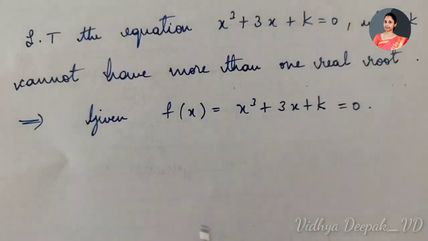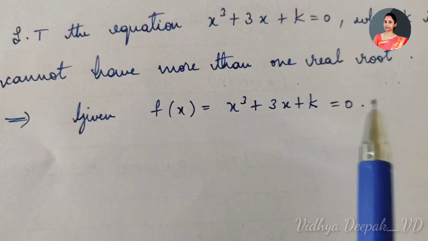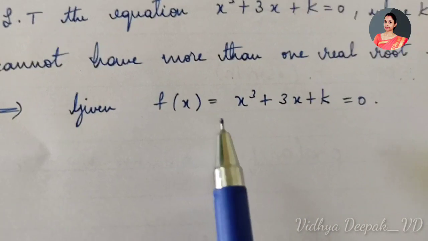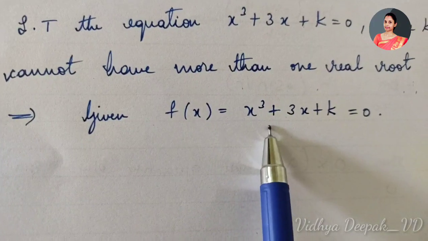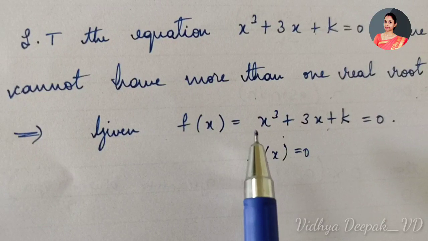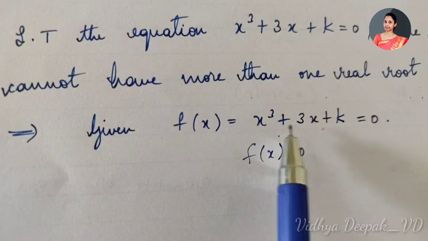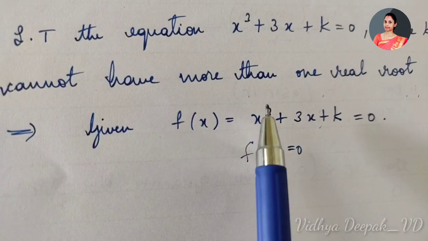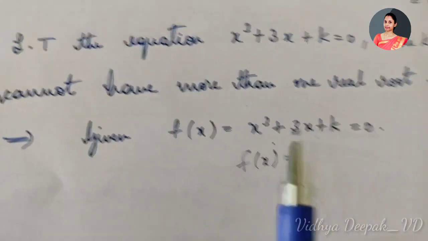Now, it's given this function f of x is equal to 0. That means we can say that this is a polynomial function. Since this is a polynomial function, it is a continuous function. We are considering this is also a differentiable function. Why? Differentiate this. What do you get? 3x square plus 3 plus 0. So we can differentiate that, so this is also a differentiable function.